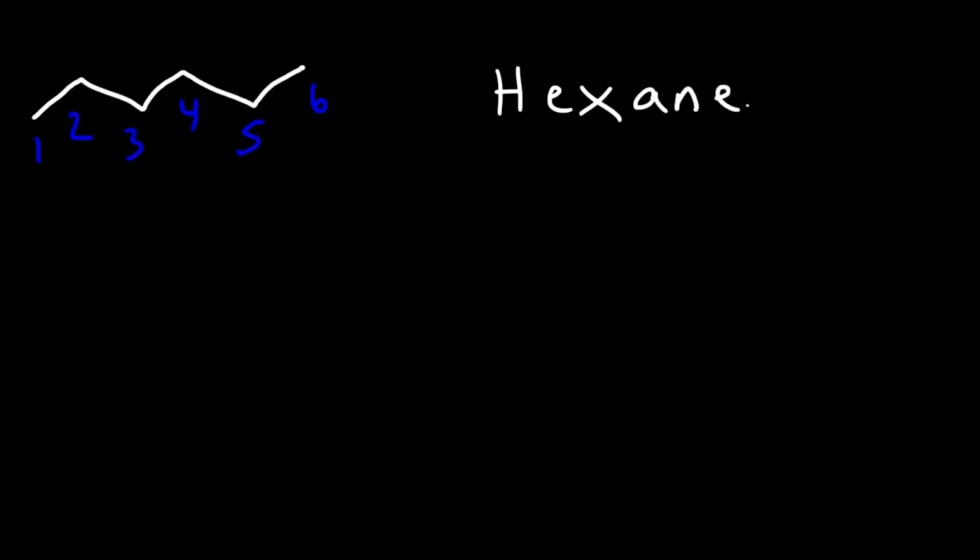Now keep in mind, 1 carbon is methane, 2 carbons is ethane, 3 is propane, 4 is butane, 5 carbons is pentane, 7 is heptane, 8 is octane, 9 is nonane, 10 is decane.